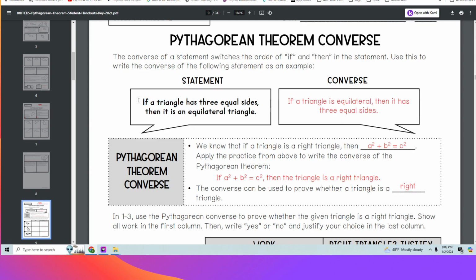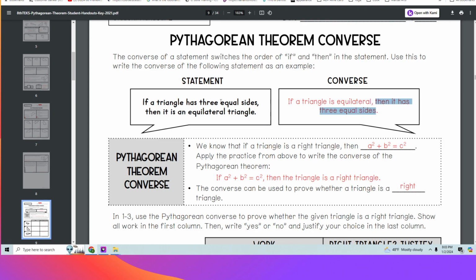So here it says if a triangle has 3 equal sides, then it's an equilateral triangle. So I switch the if part with this, and then the then part with this, and say if a triangle is equilateral, then it has 3 equal sides. So it's kind of like reversing the order of our statement.